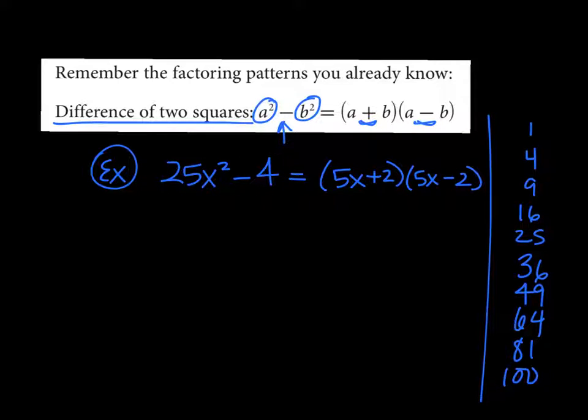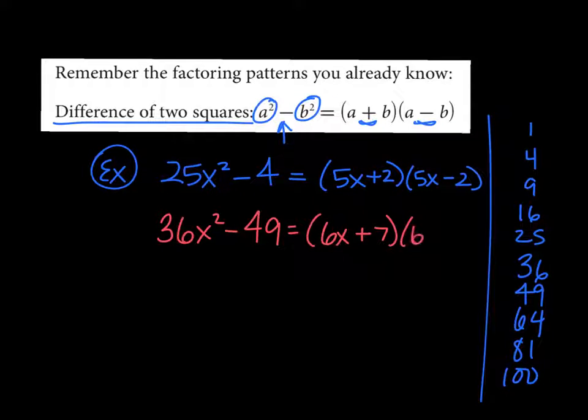Another example, 36x squared minus, let's do 49. That would give me 6x plus 7 and 6x minus 7. Because this splits into 6x, 6x. This splits +7 minus 7. Okay, so we'll look at some trickier examples with that tomorrow, but just remember this difference of squares pattern for tomorrow.